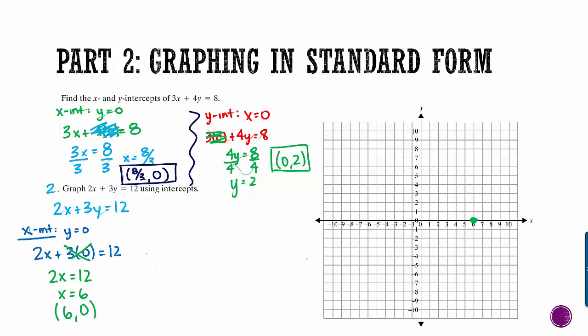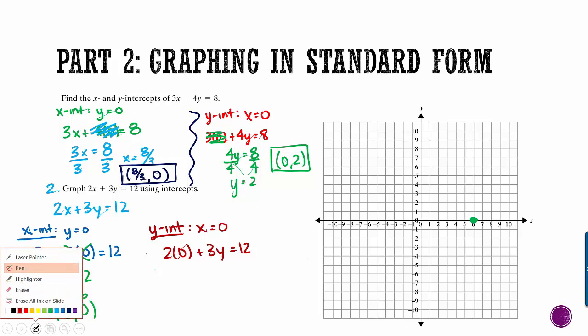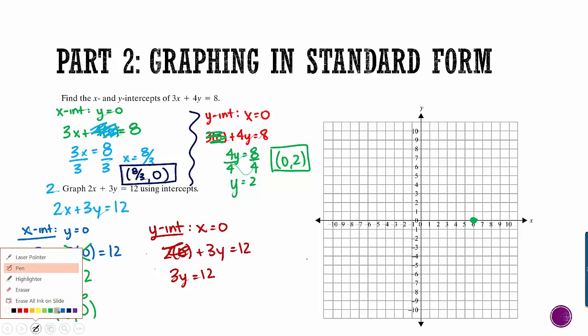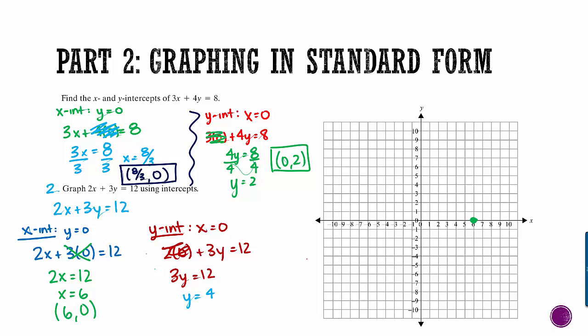Now let's do the same thing, but let's find the y-intercept. So again, that means x equals 0. Plug it in. When you plug in 0, it magically disappears. If I divide both sides by 3, I end up with 4. So here's another point. X equals 0, y equals 4. Alright, there. And then all it takes is 2 points to make a line. I connect the dots. Well, there we go.